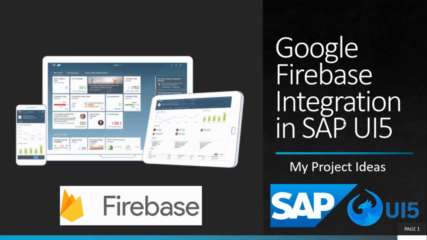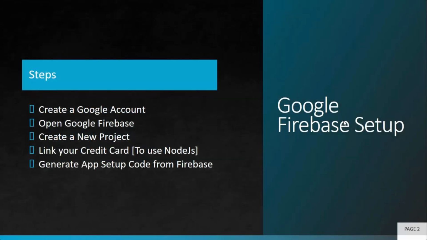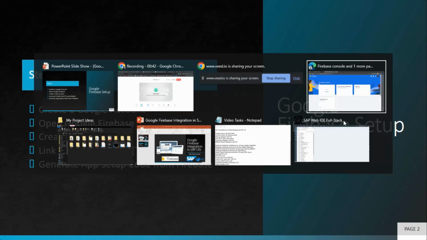This is an ongoing series on Google Firebase integration in SAP UI5. And this is the first video in that series, where we will learn how to do Google Firebase setup. These are a few simple steps that you need to follow. You need to create a Google account, and using that Google account, you need to open up Google Firebase, and then create a new project over there. Once you are done with that, you need to link your credit card in case you want to use some paid services like Node.js for backend. And then you need to generate app setup code from Firebase. So we'll quickly see how exactly we can do that.